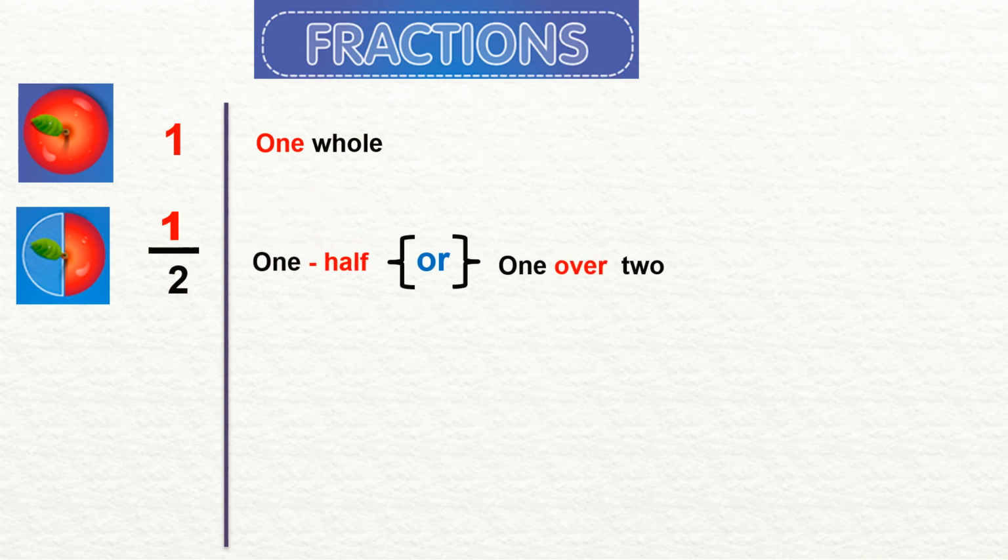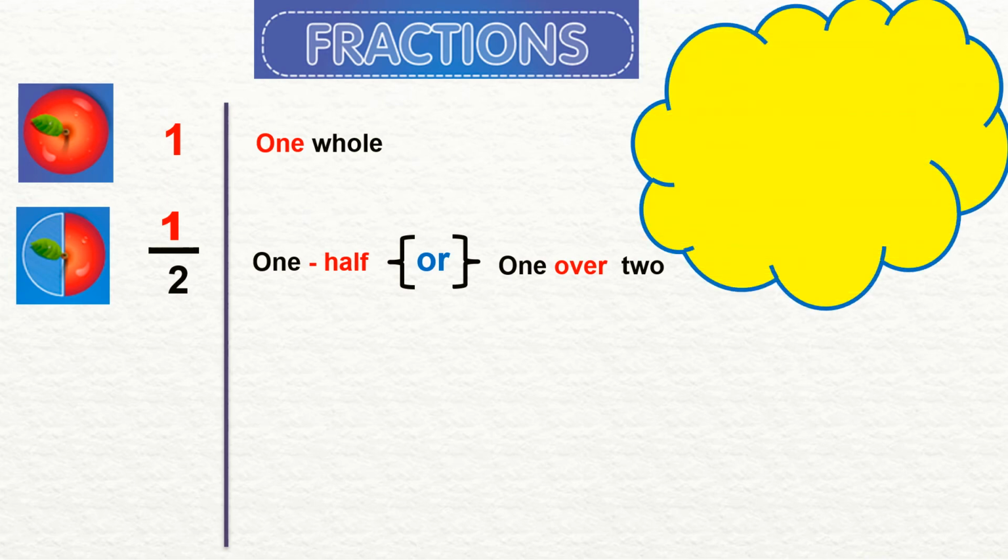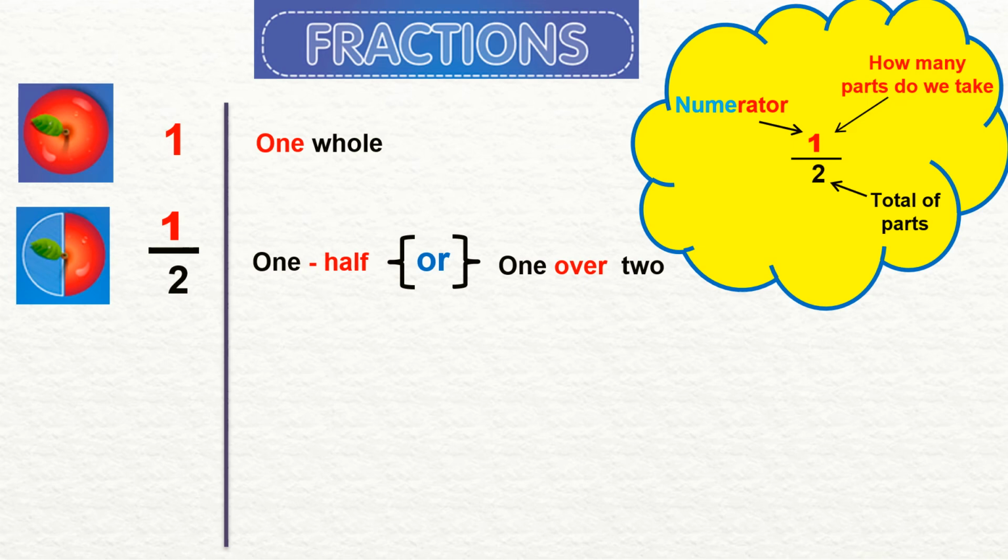What's meant by this 1/2? Can you remember? Okay, let's remember together. 1 refers to how many parts do each one take. In fractions, we called it numerator. And the number at the bottom, it refers to the total of parts. In fractions, also we called it denominator.